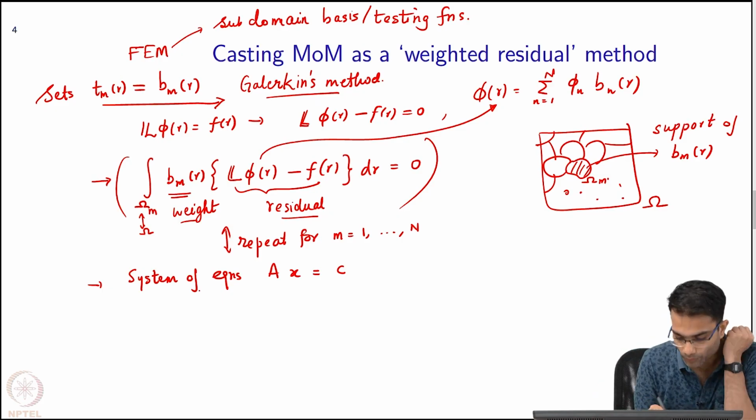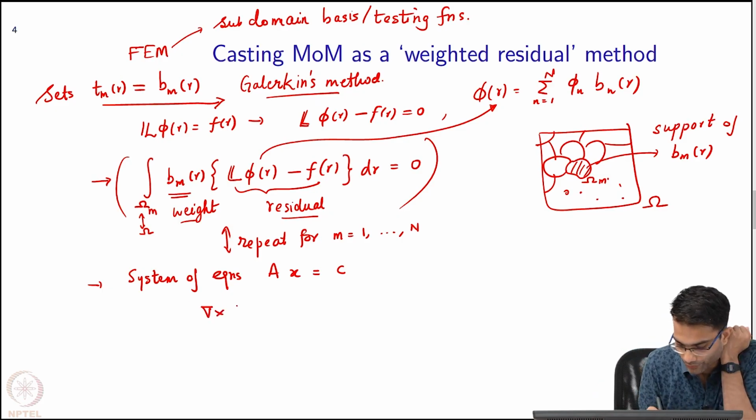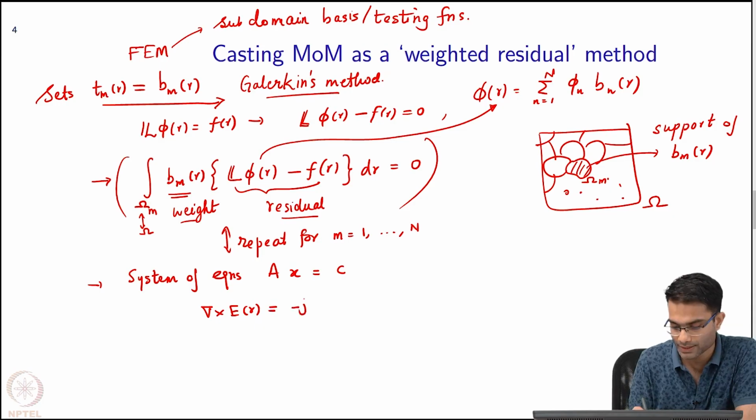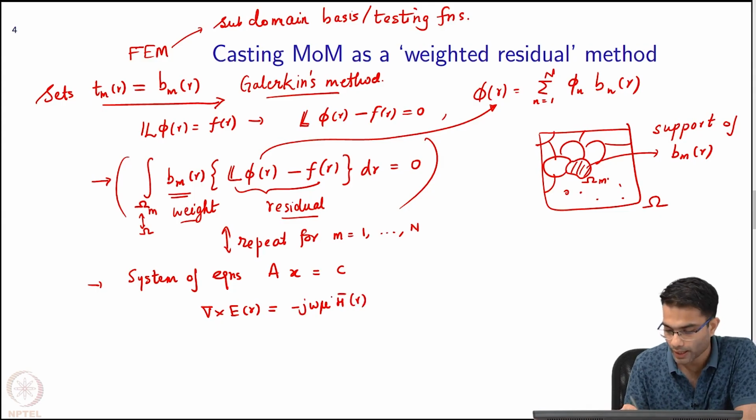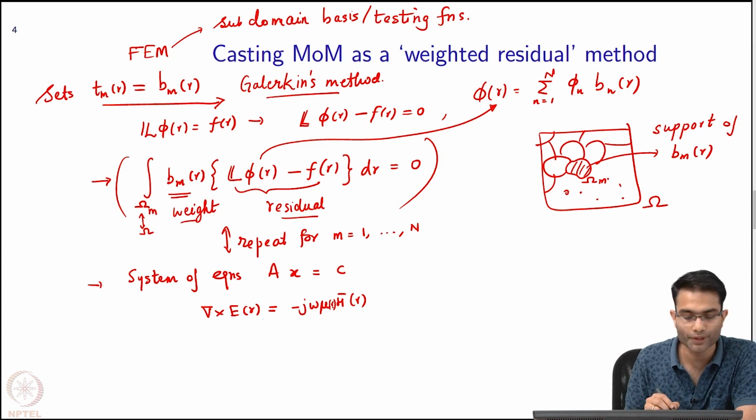So, for example, what was curl of E? Curl of E was minus j omega mu H of r, and mu is also a function of r in general. Now, if I wanted to use the next equation, what should I do? If I take a curl on the left hand side, can I use the curl on the right hand side? No, because I know curl of H, I do not know curl of mu into H.